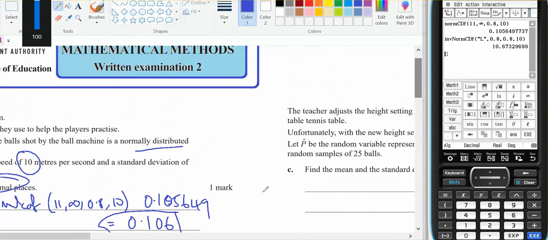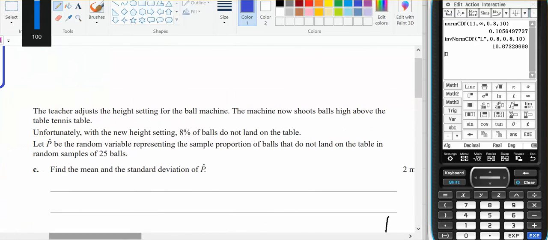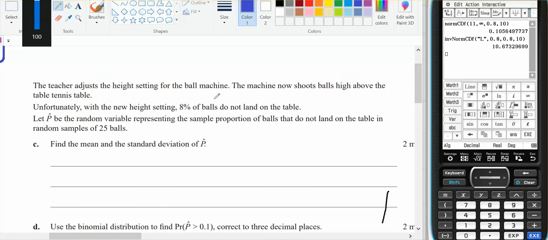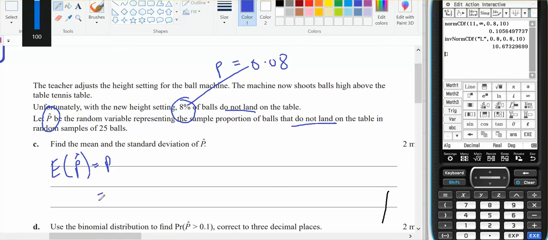Okay, part C. The teacher adjusts the height settings of the ball machine, which now shoots higher. Unfortunately, 8% do not land on the table. Let P hat be the random variable to represent the sample proportion of balls that do not land. So p is 0.08, and the mean of P hat will equal p, which is 0.08.